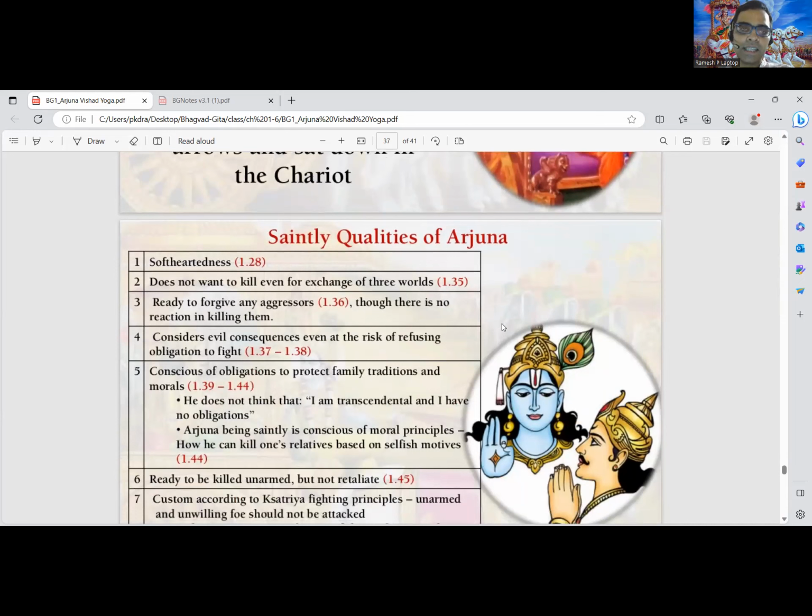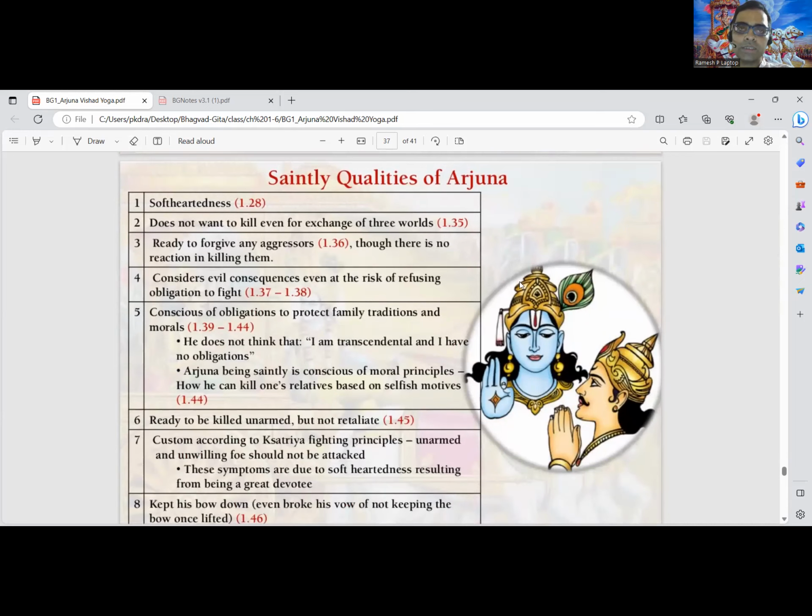And then these are the saintly qualities of Arjuna. So Arjuna is all in all these verses, right? We see that Arjuna is soft-hearted. He's a very saintly person, and he doesn't want to kill even in exchange for the three worlds. And he's ready to forgive the aggressors. And he considers evil consequences, which we spoke of at length.